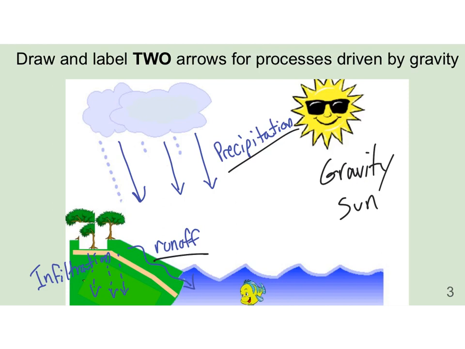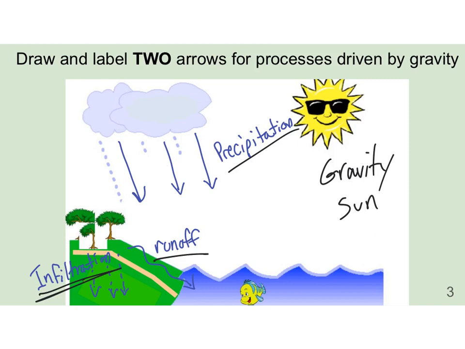Water will run off the streets and down into the storm sewers or down a hill and run into the rivers. Another one that I thought I would just add in there also is infiltration. Infiltration is driven by gravity. The water sits on your grass and it will fall down into the groundwater.